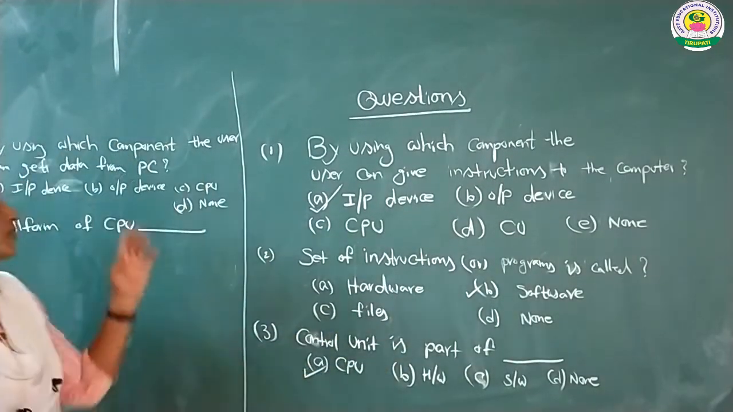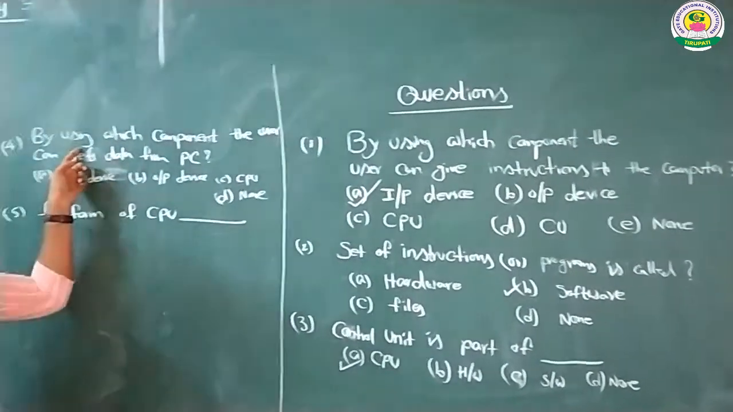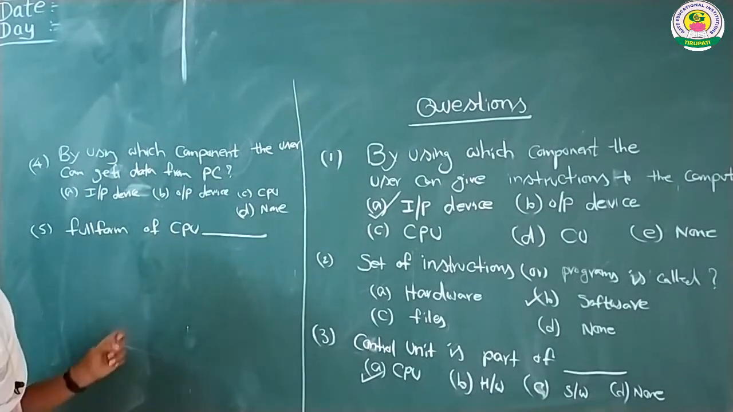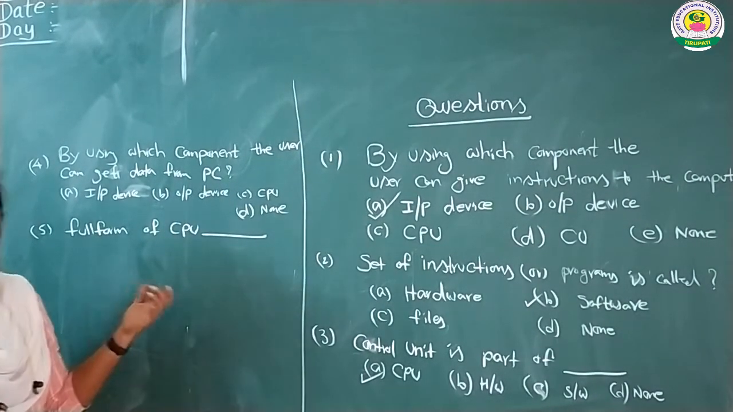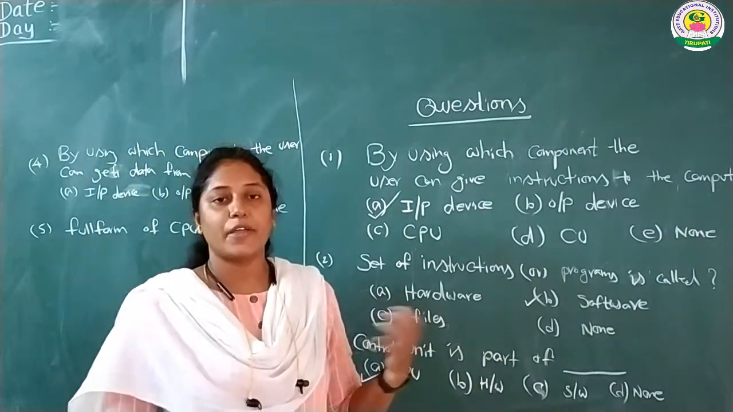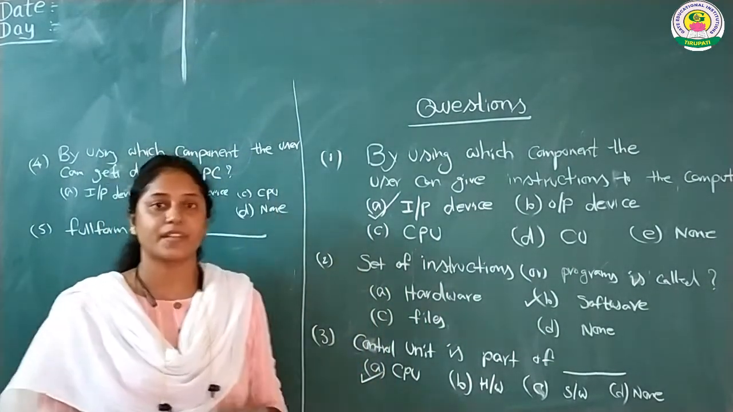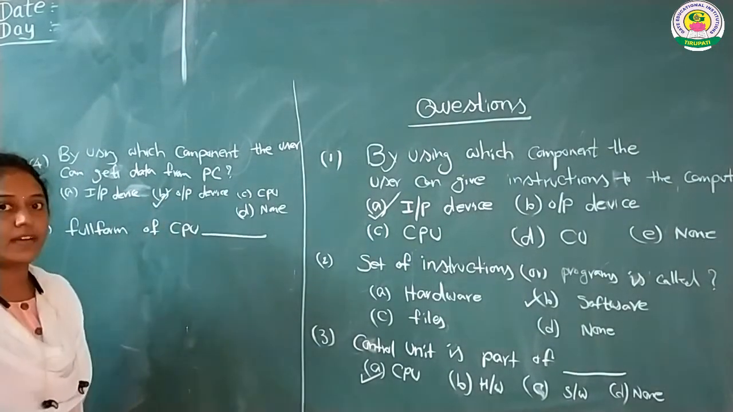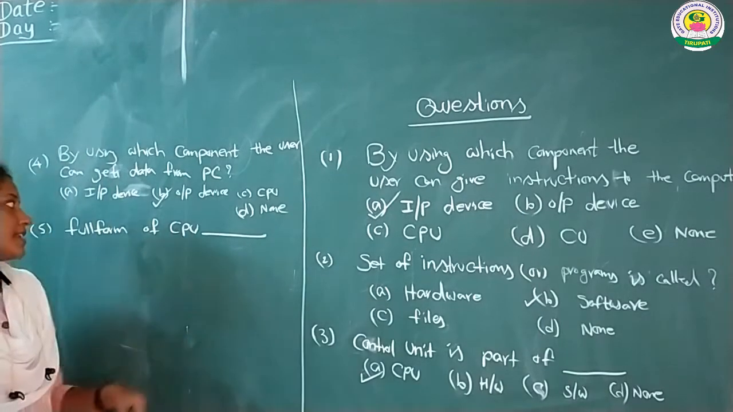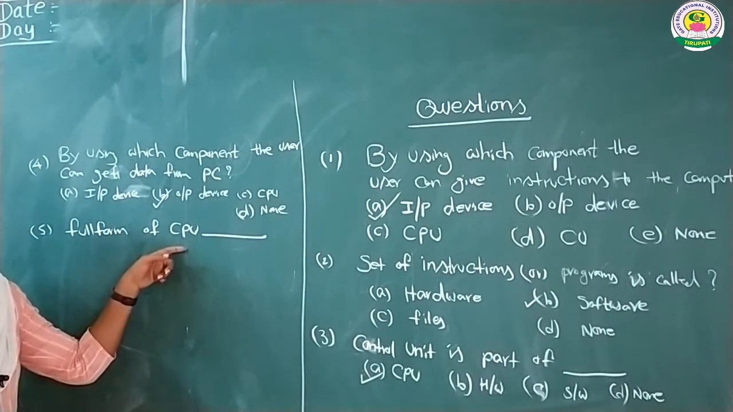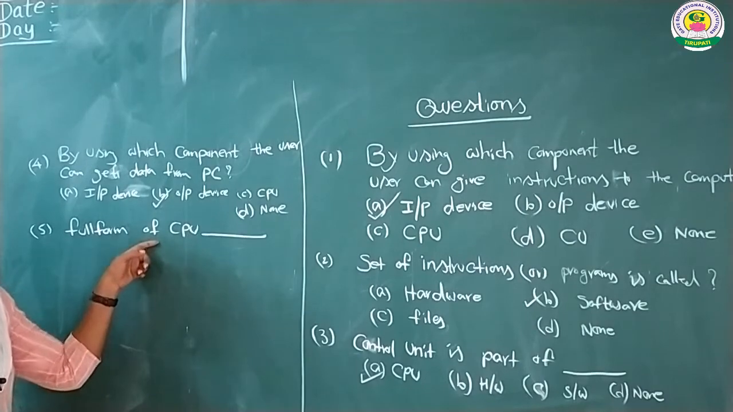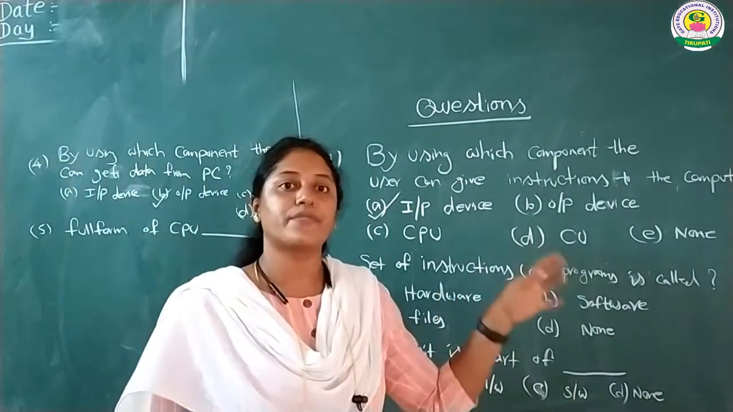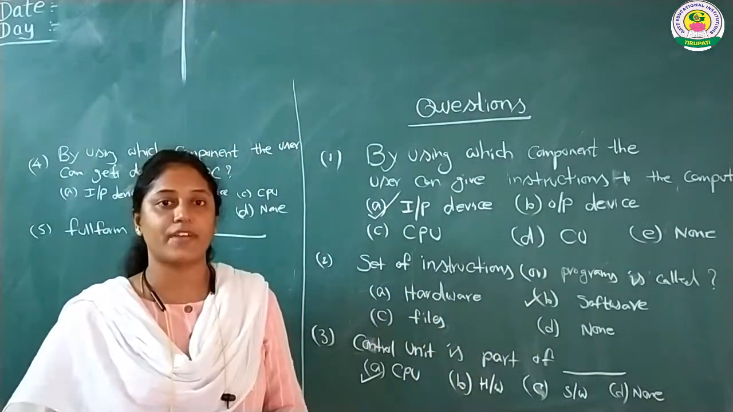Next, coming to the fourth question, by using which component can the user get data from the PC? As we discussed in the earlier session, the component we use to get the data is the output device. The major output device is the monitor. And lastly, the full form of CPU. What is the full form of CPU? Central Processing Unit.